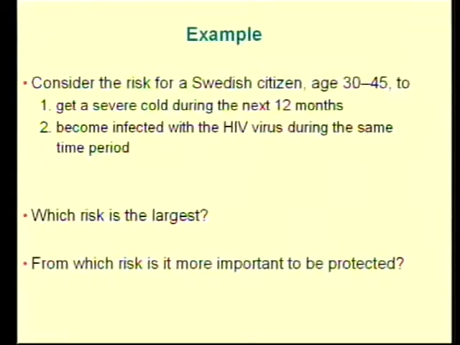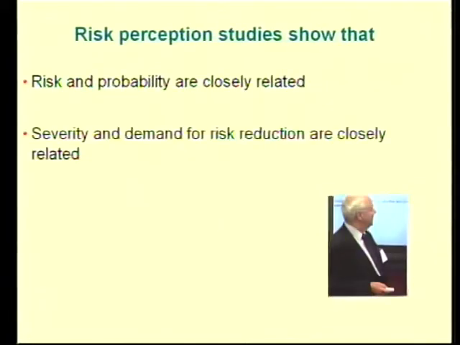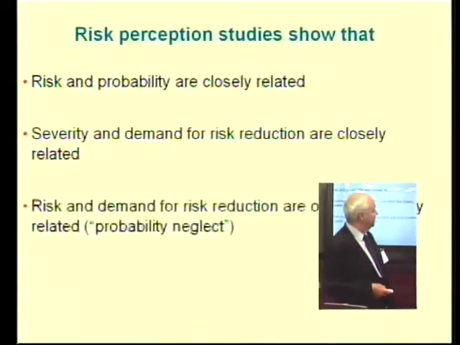So the demand for risk mitigation or control of the risk is much, much larger for number 2 than for number 1, and that in spite of the fact that number 1 is a larger risk. So risk is not driving, in this case at least, the demand for risk control or risk mitigation. It's something else. And that something else is severity of consequences.